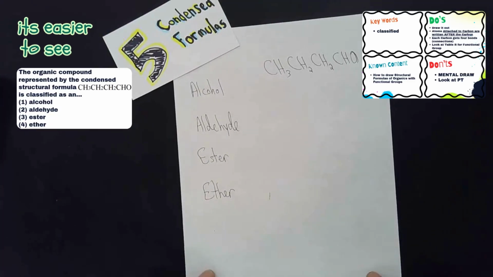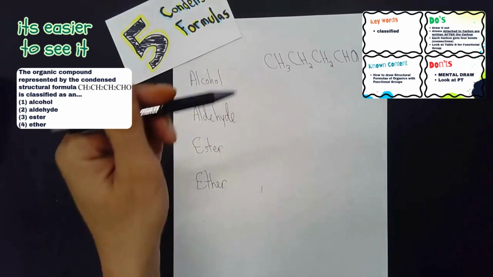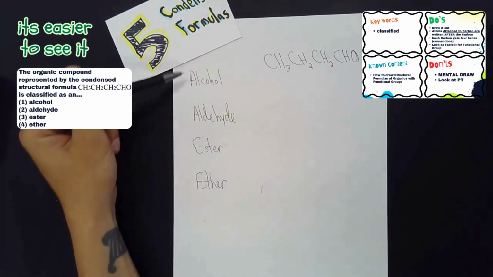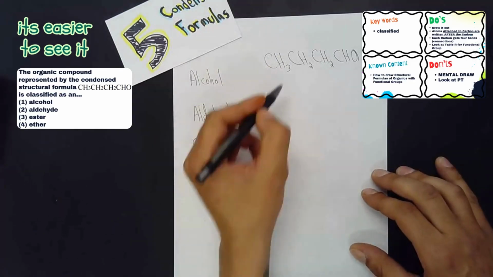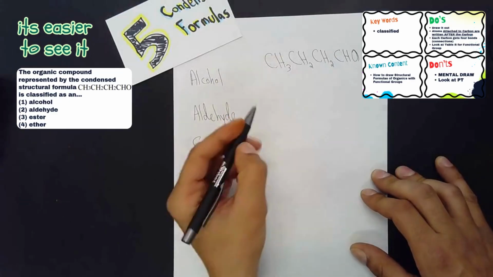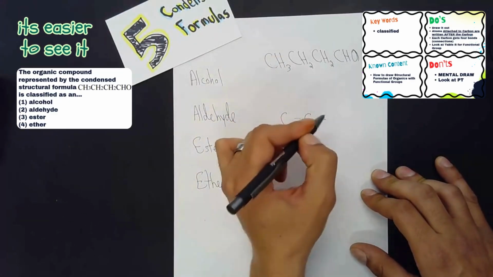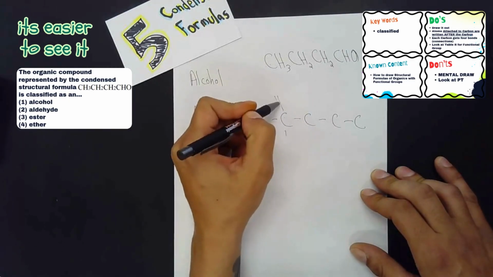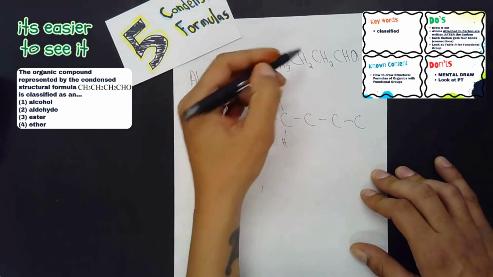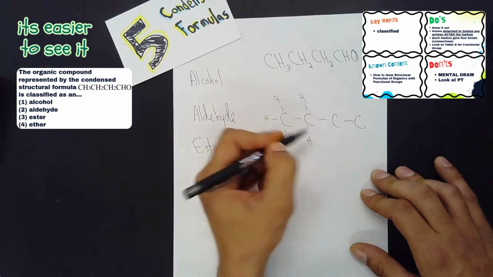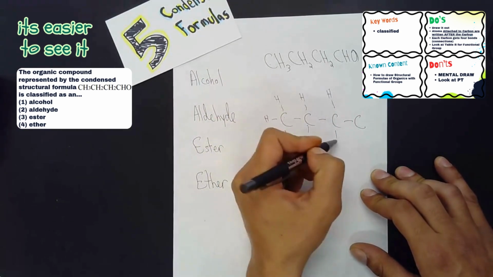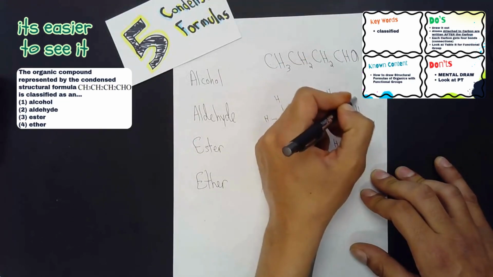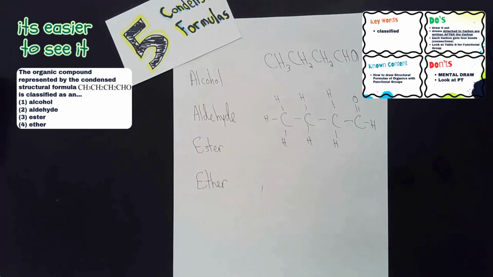In our last question, we have to draw our condensed formula. We're going to open it up, and then we are going to figure out which one of these it is. So we start off with 4 carbons in our main carbon chain, in our parent chain. This carbon has 3 hydrogens. This carbon has 2. This carbon has 2 as well. And this carbon has a hydrogen, and it has a carbonyl. This oxygen is double bonded to it.